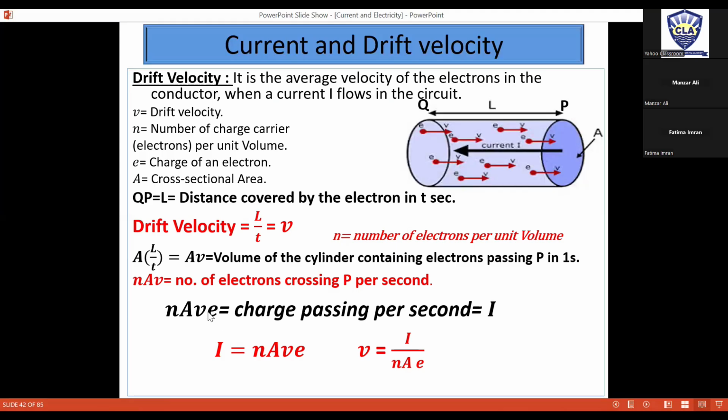And if I multiply by charge, I get charge passing per second. So charge passing per second is the current. So this is the formula for current. You will have to remember this as it is, it is better to memorize it, because they do ask you to find the value of drift velocity in terms of current and charge density. This is called charge density. N stands for charge density, number of charge carriers per unit volume.